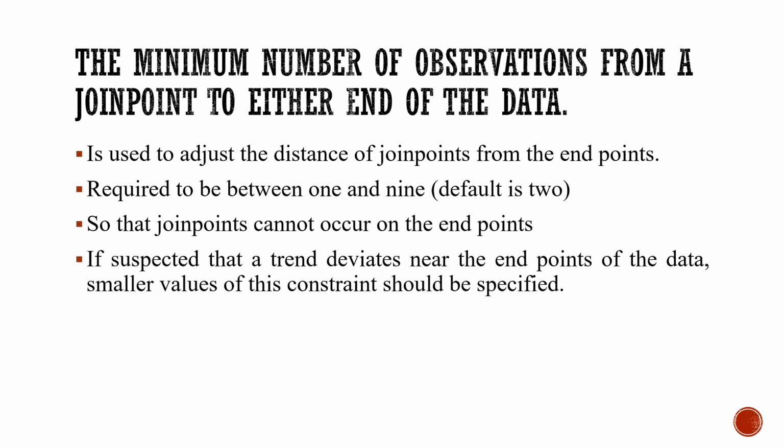The first option is used to adjust the distance of join points from the endpoints of our dataset. It is required to be between 1 and 9, however the default value is 2, so that join points cannot occur on the endpoints. However, if it is suspected that a trend deviates near the endpoints of the data, smaller values of this constraint should be specified.